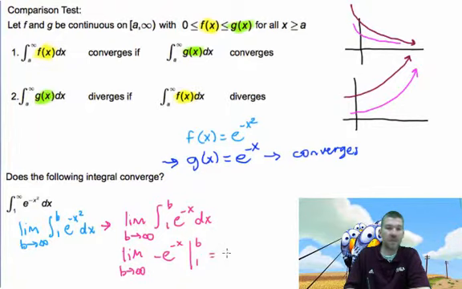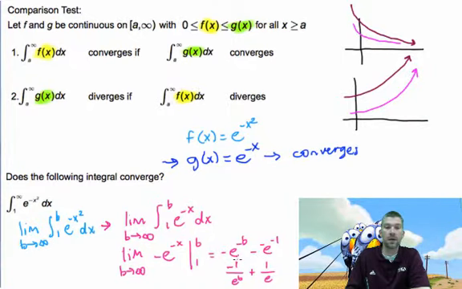So stop minus start: negative e to the negative b minus negative e to the negative 1. Well, keep in mind with these e's, anytime you see a negative exponent on the top, you can always put it on the bottom to get a positive exponent. So this is actually going to be negative 1 over e to the b plus 1 over e to the first. So it would just look like this.